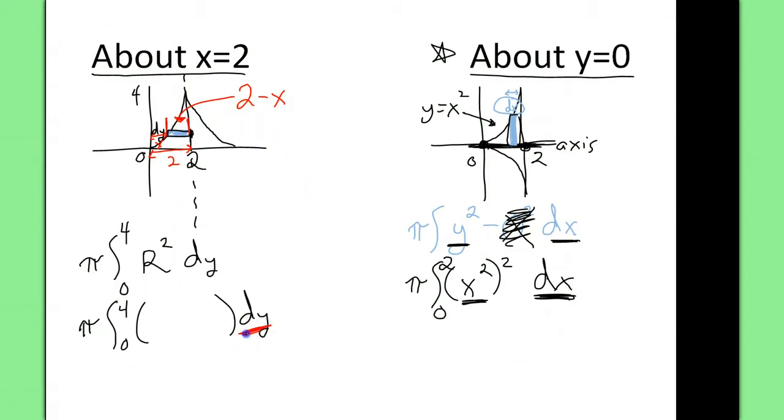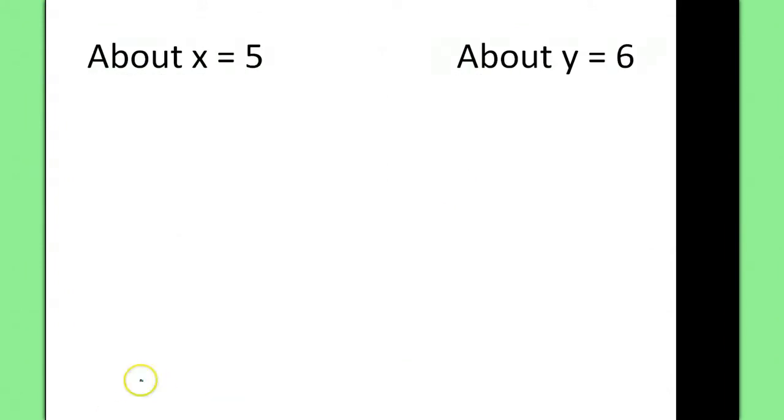But notice I've got dy, so I can't have x, right? So 2 minus, what does x equal? Square root of y, because y equaled x squared, so x equals square root of y. So what does that radius equal? 2 minus square root of y. And my radius is squared, so I have to have a squared here. Is this going to be a little bit more difficult to integrate? Yes, but doable. All right, now we get to the fun stuff.